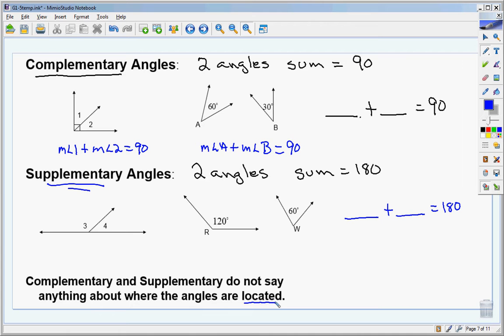So here's my next question. Can three angles be complementary? It's two angles. It says in the definition, how many angles? Two. Three angles can add up to 90 degrees, but we would not call those three angles complementary. To be complementary, it's always how many angles? Two.